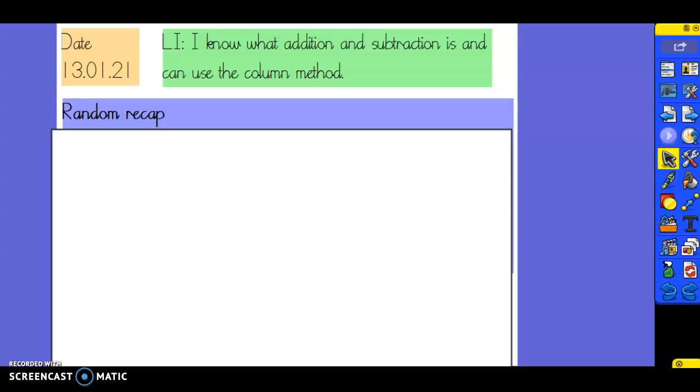Good morning, everybody. Today is the 13th of January 2021, and today's lesson we're going to be looking at addition and subtraction in the use of the column method.